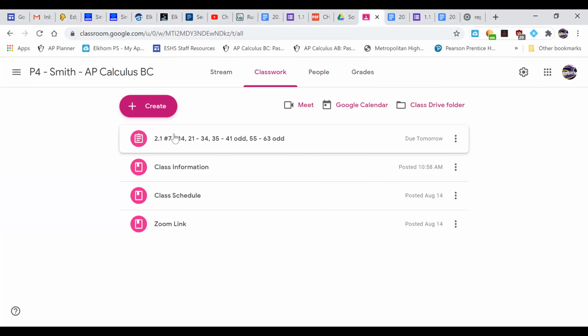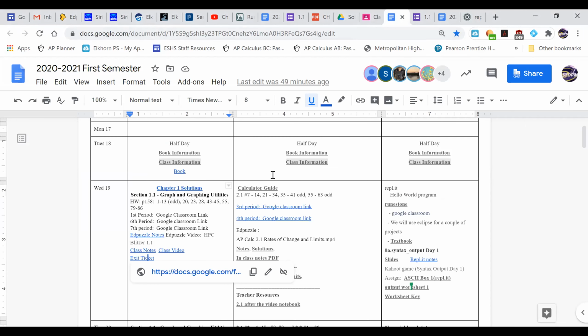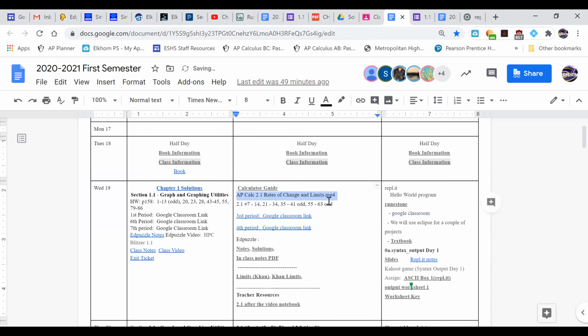Period 4, there's your assignment right there. It's also listed right here. Here's the assignment. This is what you want to bookmark. This is the page you'll use a lot. And I have it linked to your Google Classroom right there. That should actually be up there. There we go.